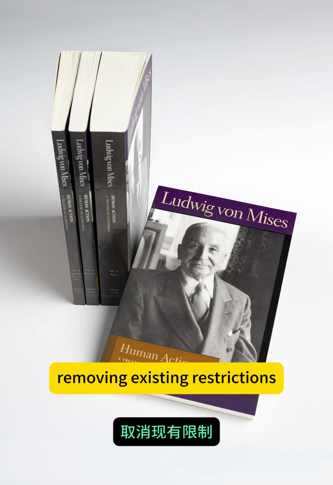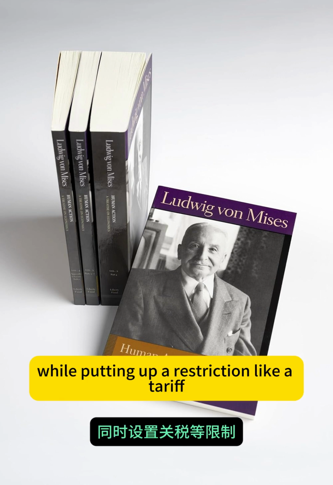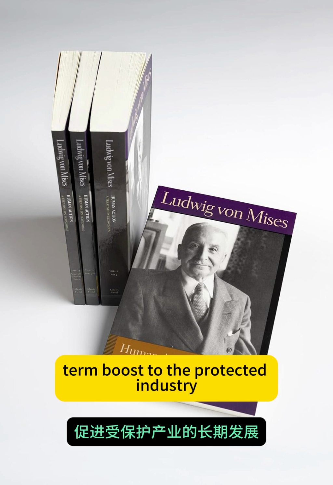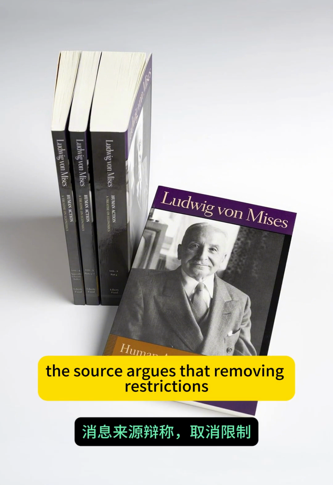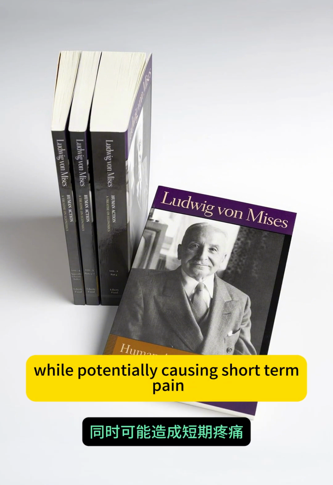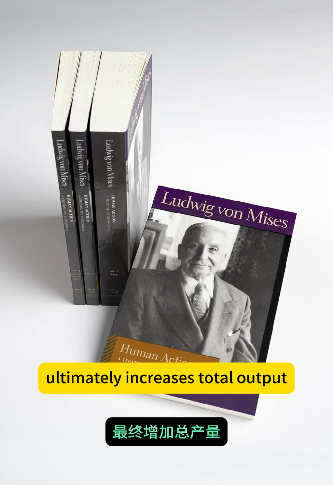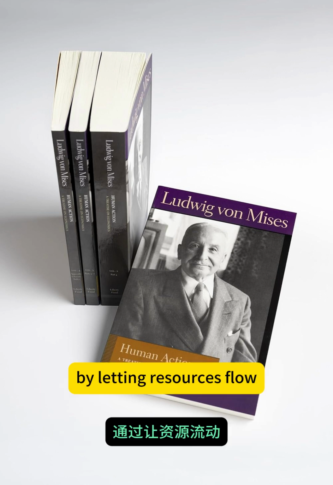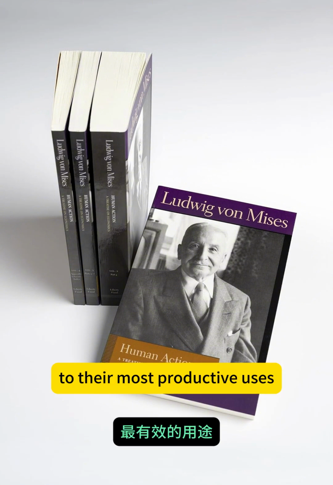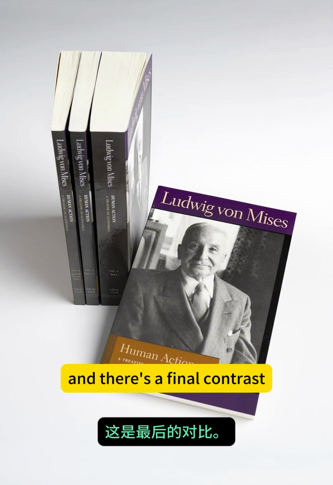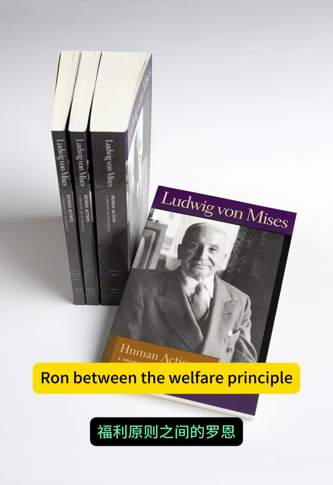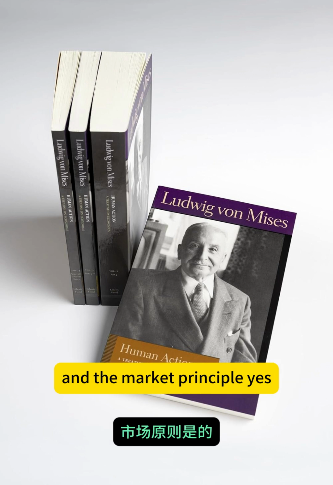Removing existing restrictions. While putting up a restriction like a tariff might give a short-term boost to the protected industry, the source argues that removing restrictions, while potentially causing short-term pain for that specific group as they adjust, ultimately increases total output and benefits everyone in the long run by letting resources flow to their most productive uses, wherever they may be. And there's a final contrast drawn between the welfare principle and the market principle.